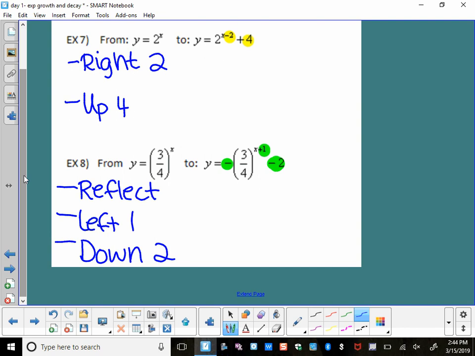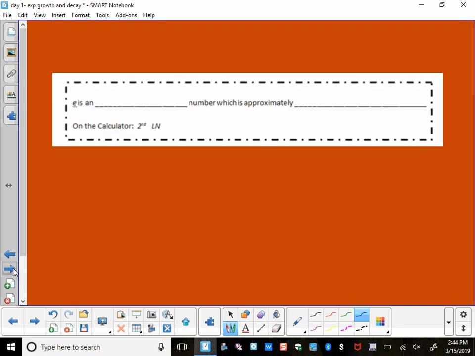Are we all good? All right, we got to keep moving. All right, e is an irrational number, which is approximately 2.718. That is not too important today, but it will be in a little bit. The way that we find our e is on the calculator. It is second ln, which is right beside the number 4. I'll show you in a second. Let me know when you guys are done with this one.